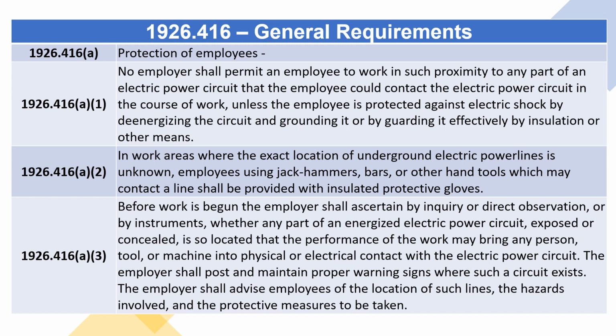1926.416(a)(2): In work areas where the exact location of underground electric power lines is unknown, employees using jackhammers, bars, or other hand tools which may contact a line shall be provided with insulated protective gloves.